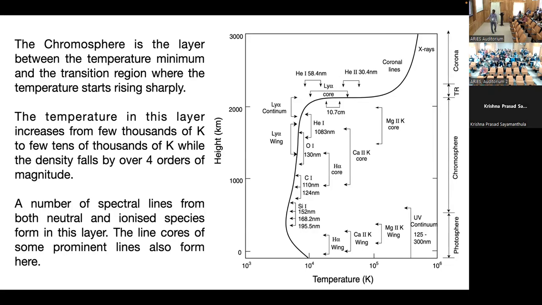But I have already shown you a number of ionized species, and also calcium II K means singly ionized calcium, right? You have ionized species, and also you have neutral species like helium-1 or H-alpha, which is neutral hydrogen. So several lines also form within this band.